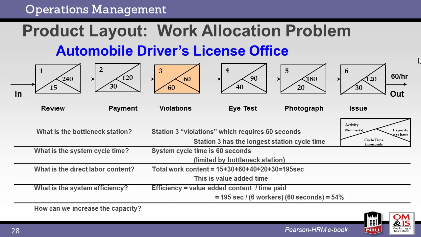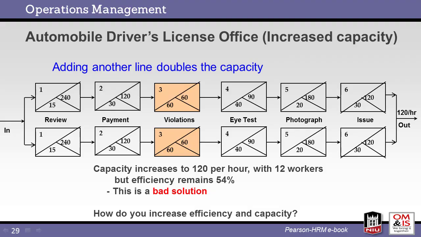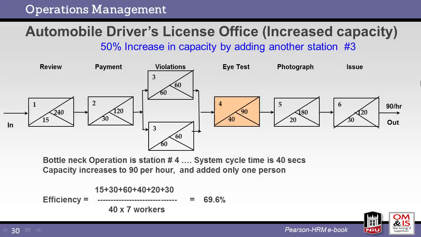Now we consider steps to improve system capacity. First, we consider doubling the entire process, adding 6 new stations in parallel. This doubles our capacity but maintains an efficiency of 54%. This is a good first step, but we can do better.